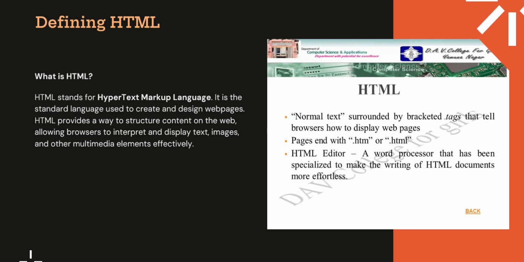It's normal text surrounded by brackets, and tags tell browsers how to display the web pages. The file format is .htm or .html, like for a text file we use .txt, here we use .html. There are many editors we can use to write HTML files, and we will be using VS Code in this lecture.